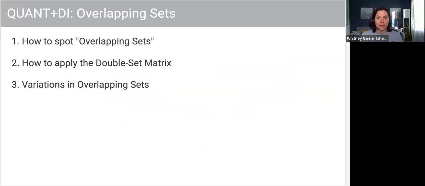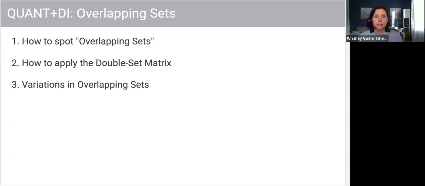The plan for tonight is overlapping sets, and we find overlapping sets in both the quant and the data insight section. And not just on the old quant question type of data sufficiency, but also we'll see an example tonight of overlapping sets as it shows up in even more types of questions in the data insight section.